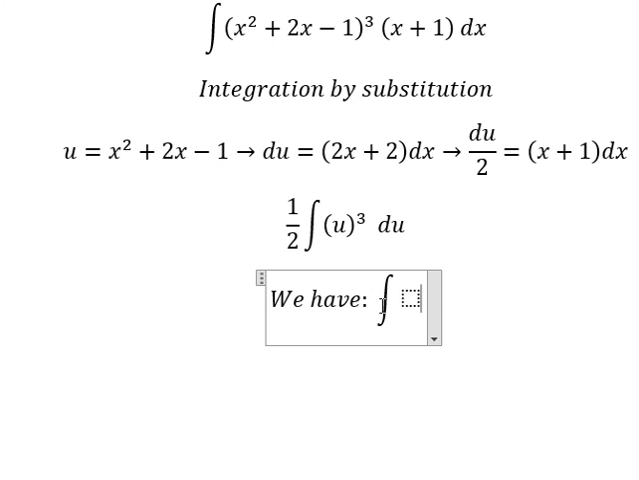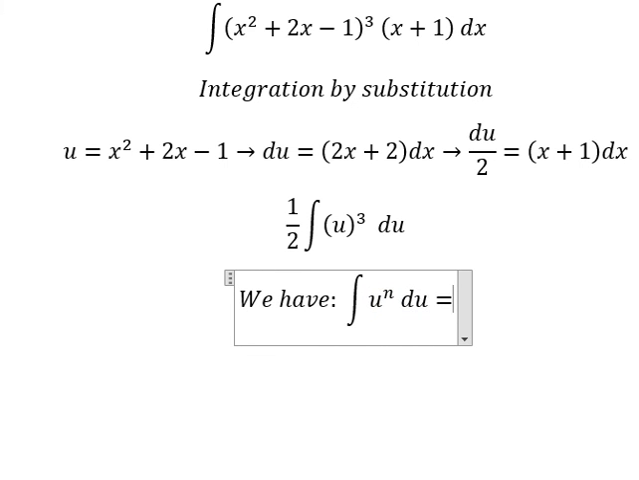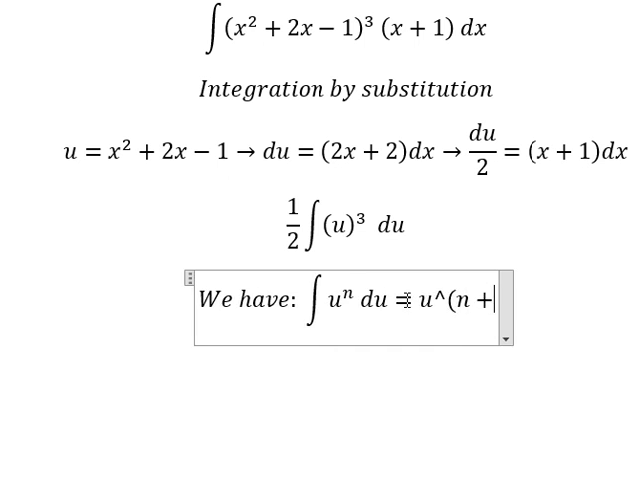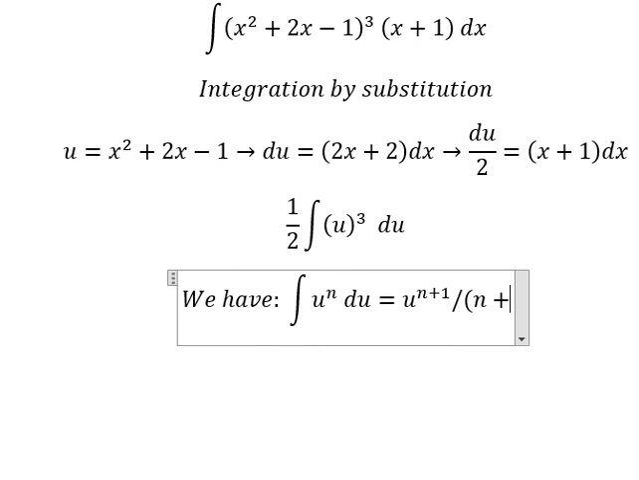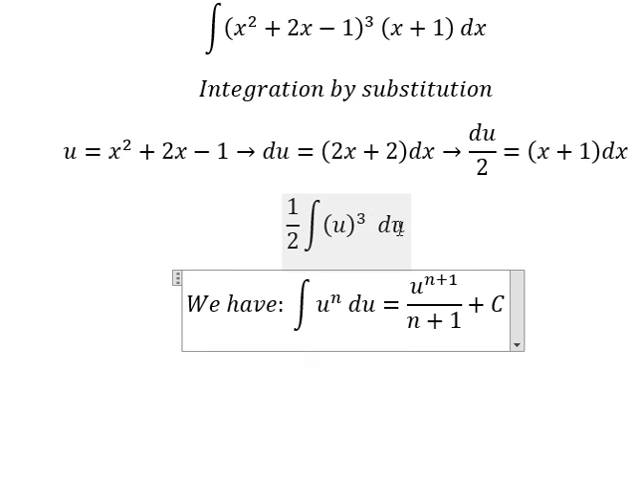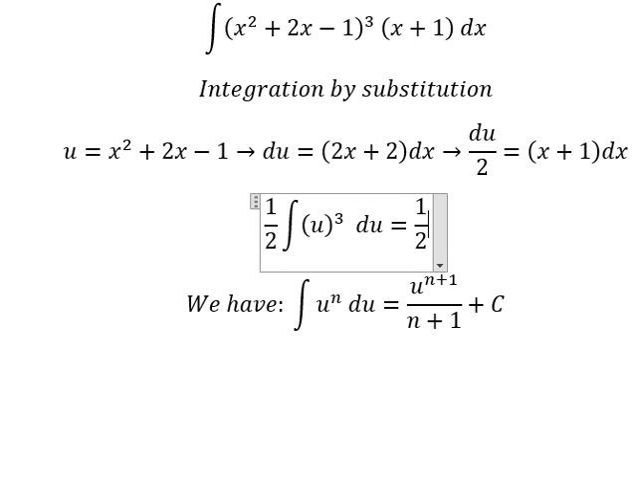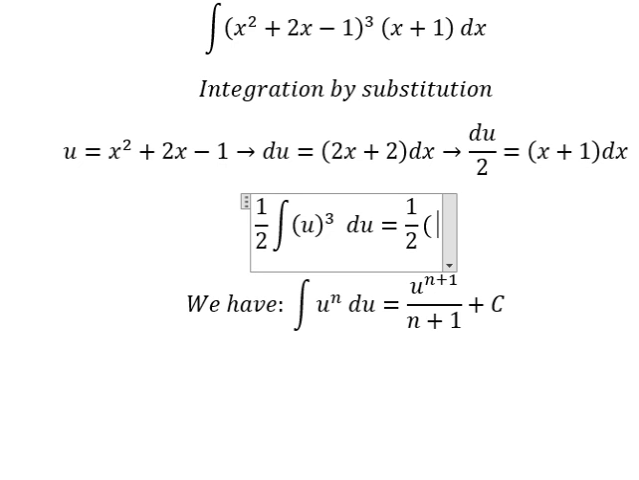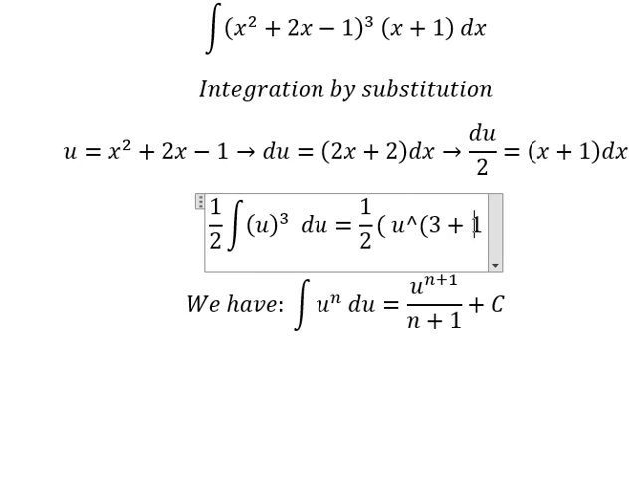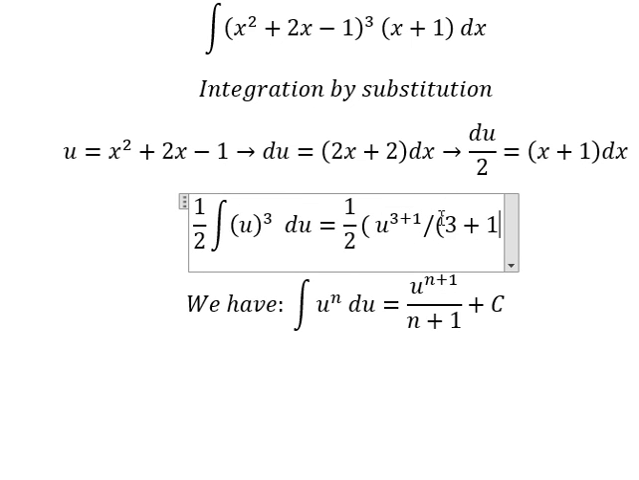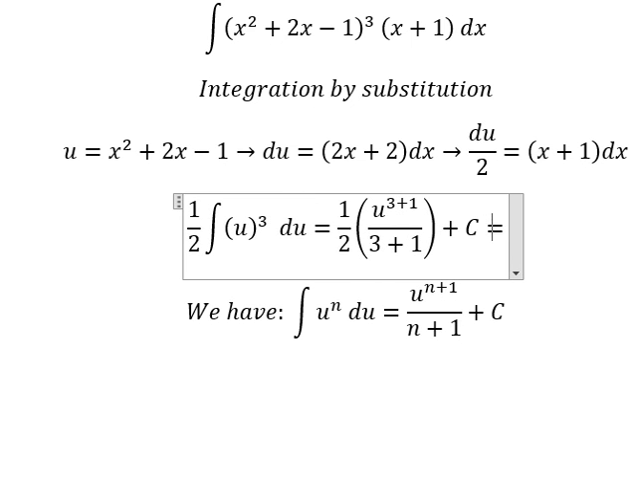The integration of u to the power of n du, you get u to the power of n plus 1 over n plus 1, and we put c. So this one we have u to the power of 3 plus 1 over 3 plus 1, and we put c.